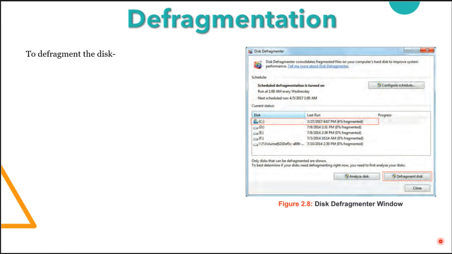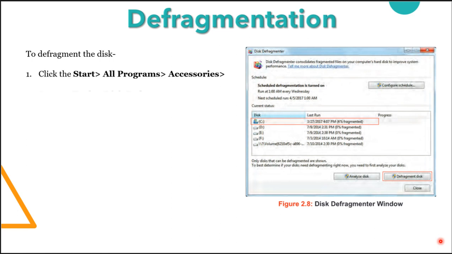One more thing: defragmentation works on HDD, meaning hard disk drives only. SSD laptops don't need defragmentation. SSD means solid state drives. Laptops don't need any defragmentation because the internal structure of SSDs is totally different from our normal hard disk. So fragmentation does not happen on the SSD, and defragmentation is not required on SSDs. This process is for hard disks only.